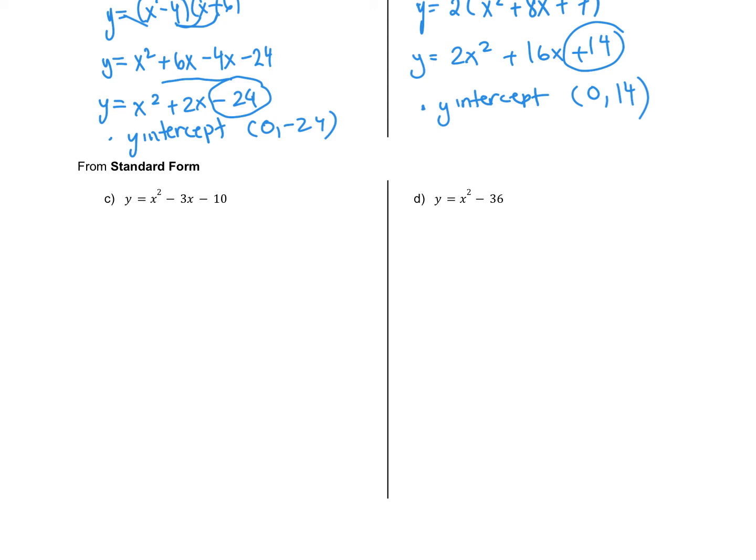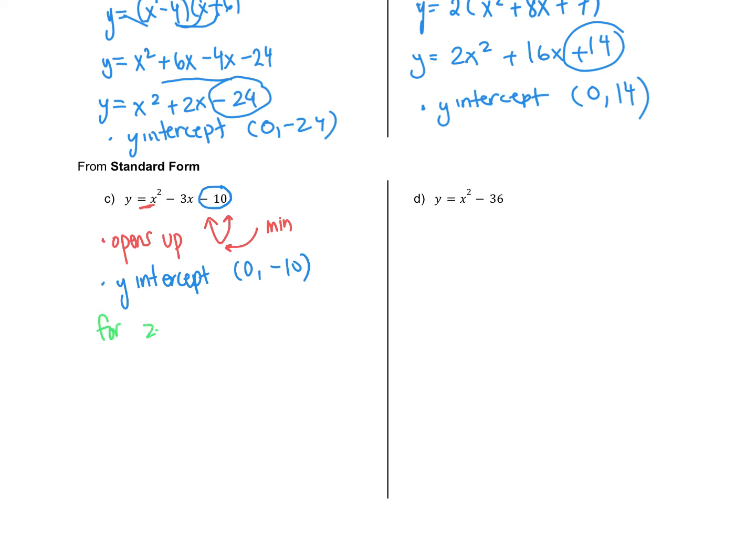So direction of opening is always a safe one to start with. The value in front of x squared is positive. So this opens up, which again we have a minimum. We can get the y-intercept super quickly here, just the -10. So 0, -10.